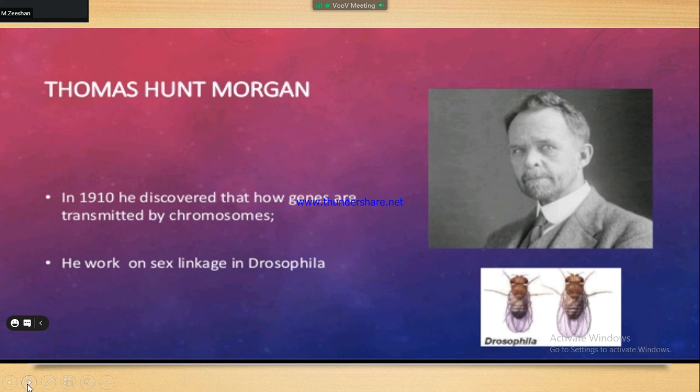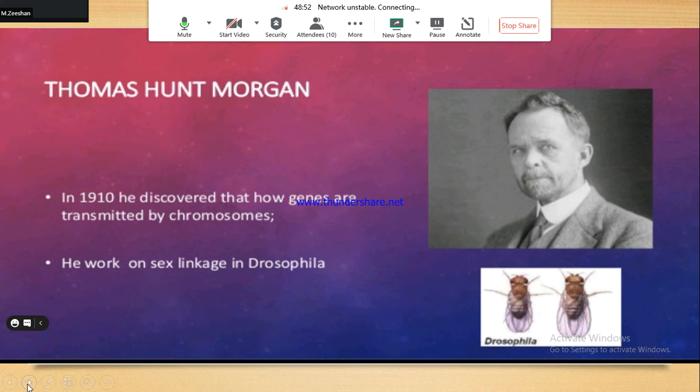This is Morgan, Thomas Hunt Morgan. In 1910, he discovered how genes are transmitted by the chromosomes. He basically worked on sex linkage in Drosophila.